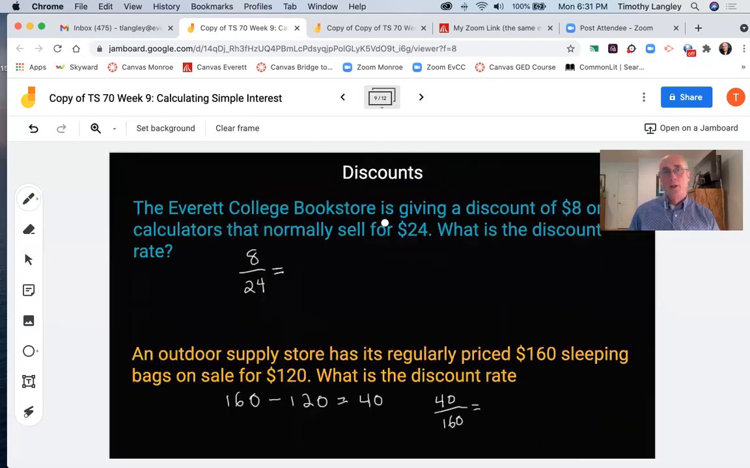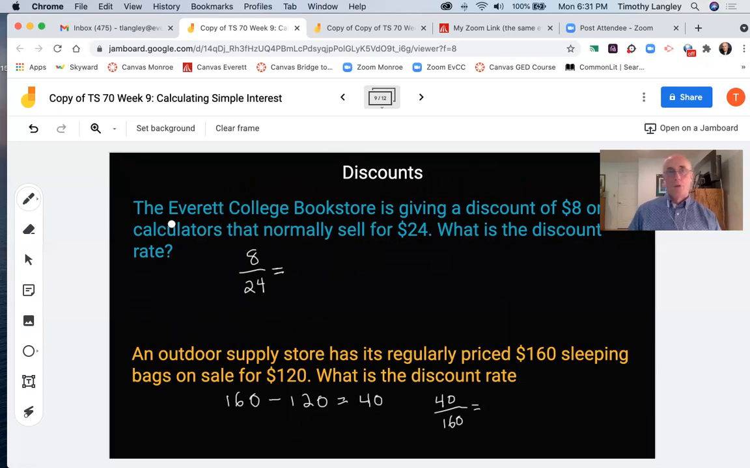Discounts, Everett Community College Bookstore. By the way, I was watching a video on YouTube, and I noticed that every community college has these ads that are popping up. Kind of cool for the college. The campus looks really nice, by the way. They're remodeling and tearing down buildings and building new ones.